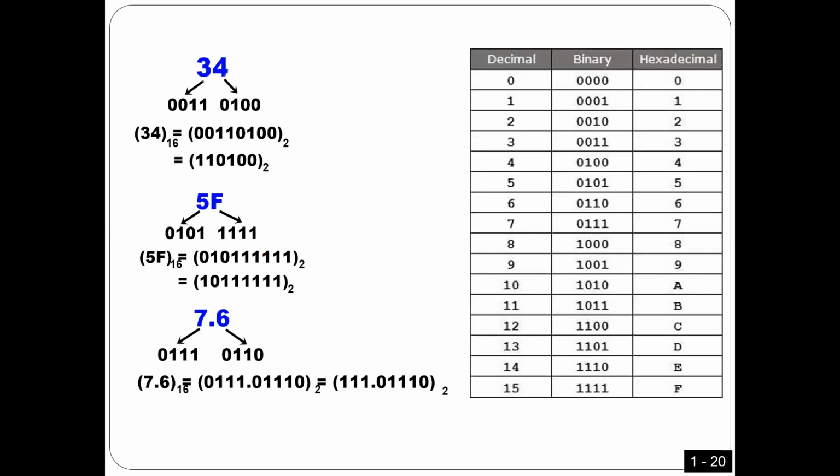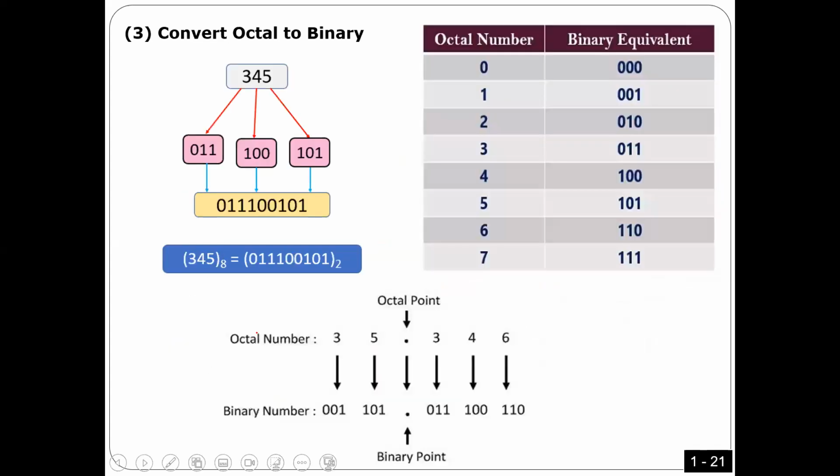I give you another example here. I'm gonna leave it to you. It's the same thing, 4 and 3, F and 5. Same thing for the decimal point. So this one is 4 bits and this one is 4 bits, that's it.